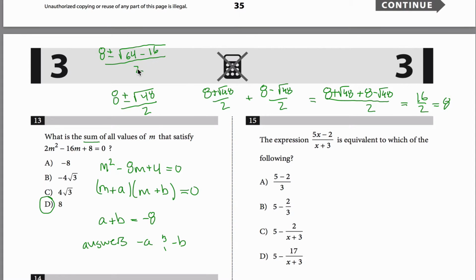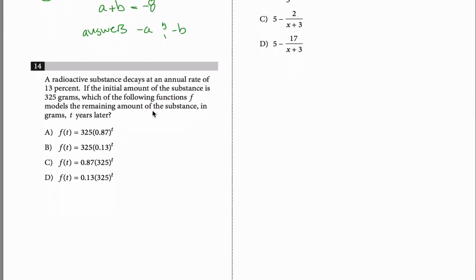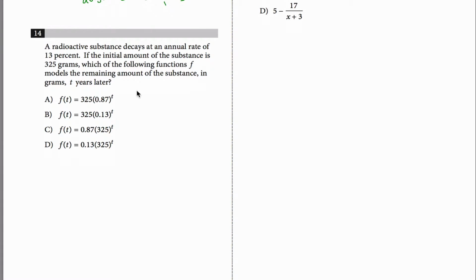So you can get there using the quadratic equation, which is probably the way most people would solve this. There's a shortcut, fancy way to do it if you're really clever here, but I suspect most people wouldn't think to do that. 14, a radioactive substance decays at an annual rate of 13%. So the way you can think about it is after each year, 1 minus this, in other words, 87% is still there. 13% is gone, 87% is still around.